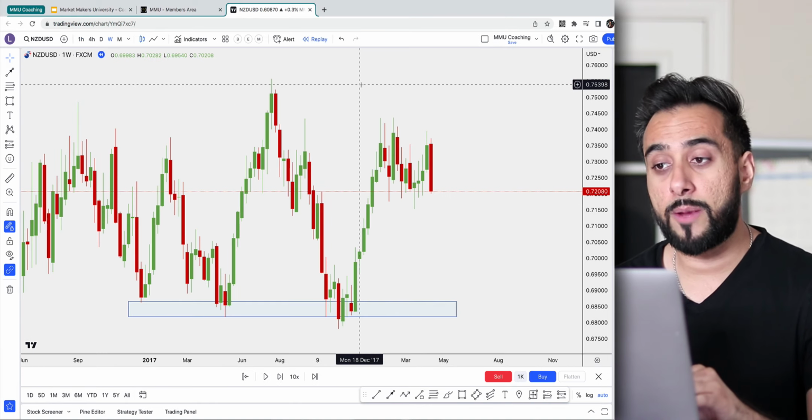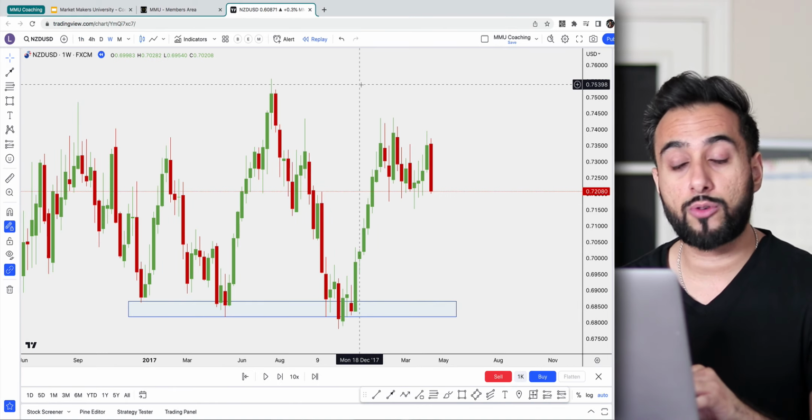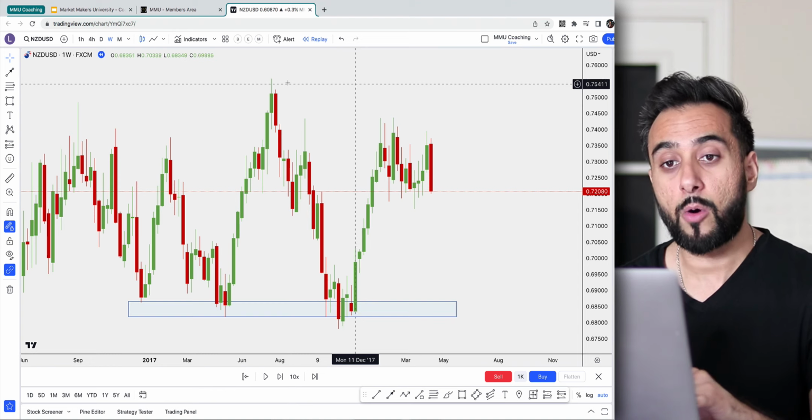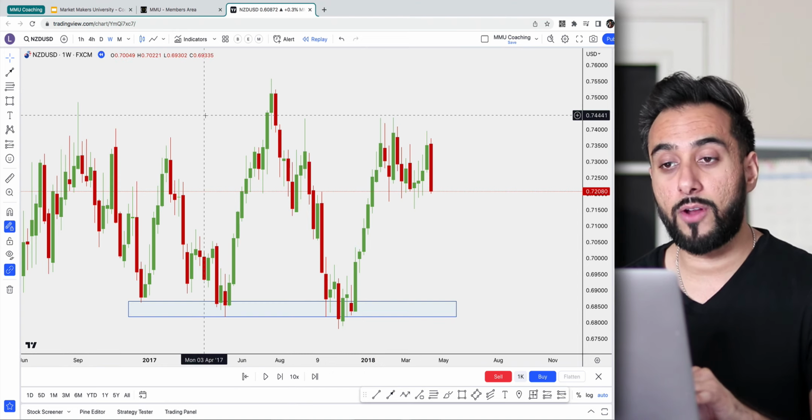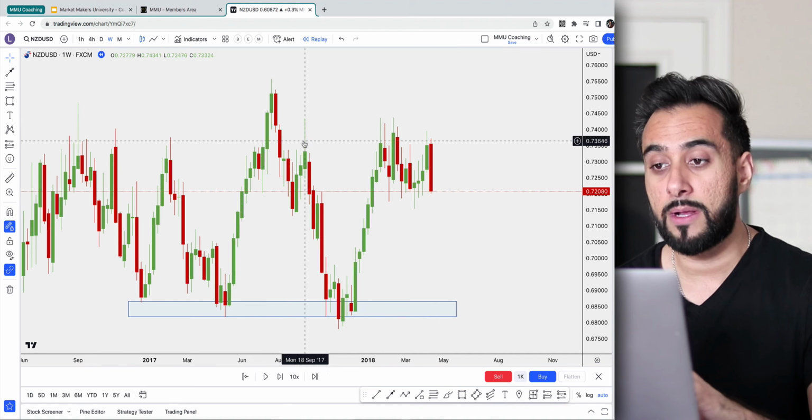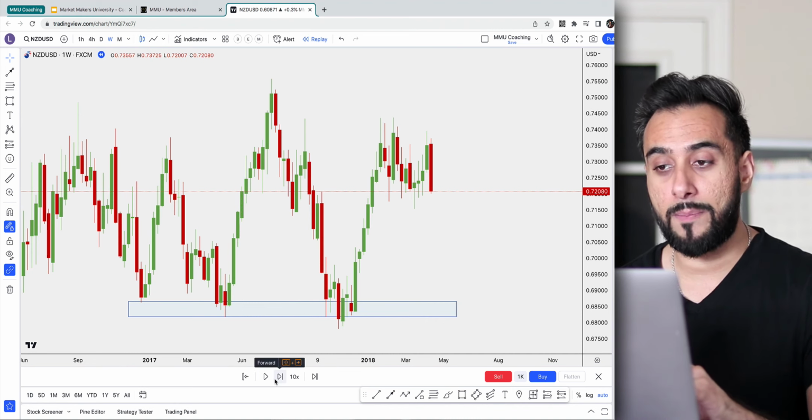It doesn't matter what time frame you're on, whether you're a scalper, a day trader, swing trader, position trader. This works on every time frame. Right now, we are on the weekly time frame. The previous example, we were on the 1 hour time frame. So let's go ahead and see the momentum moving.